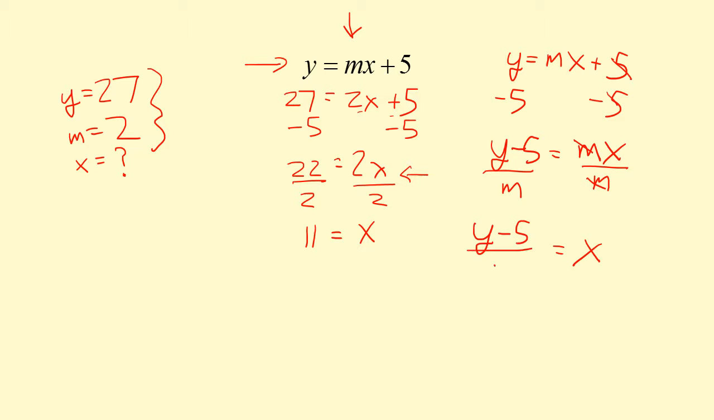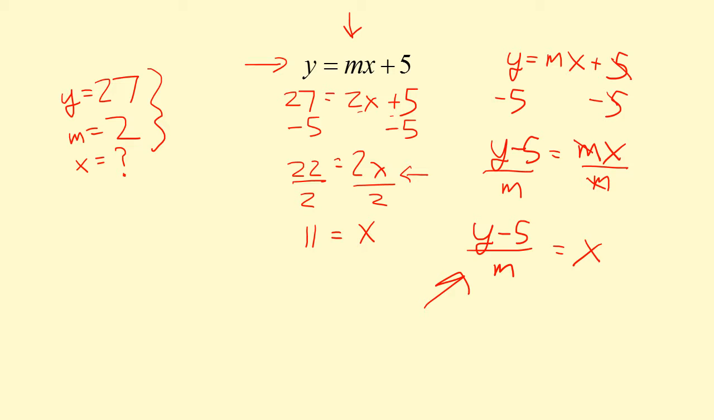and on the left, I have y minus 5 over m. And that may look like a whole bunch of mess, but what it has given us is a formula that is solved for x. In other words, it has x all by itself. So now, anytime I'm given a y and an m value, I can just plug them into this new formula here to figure out what the x is.